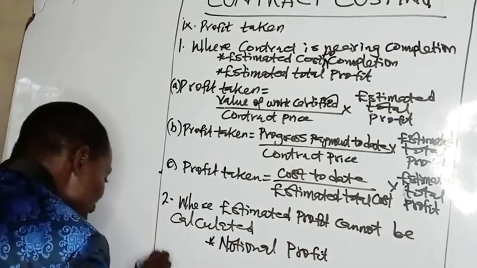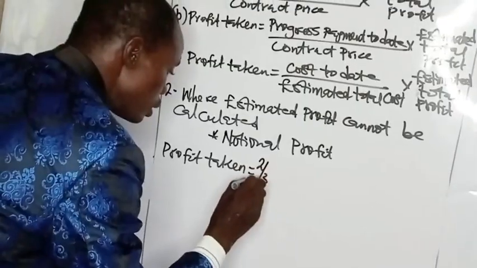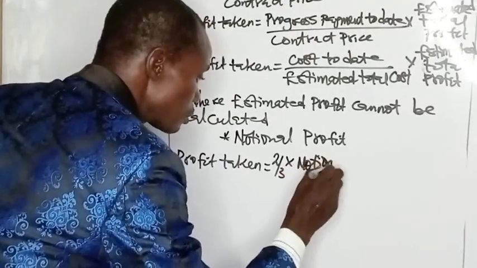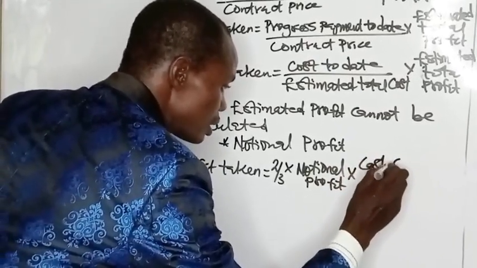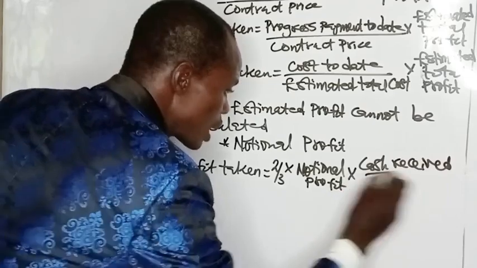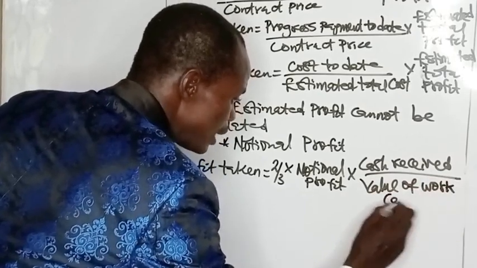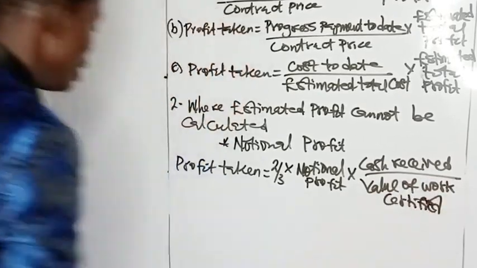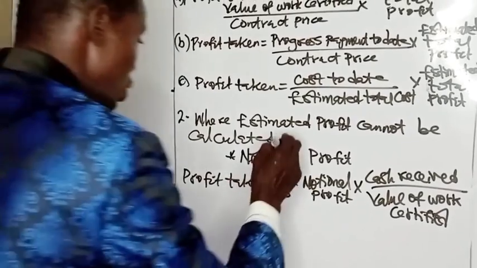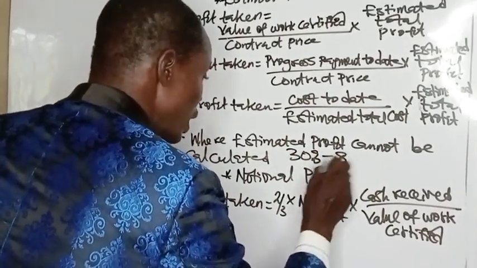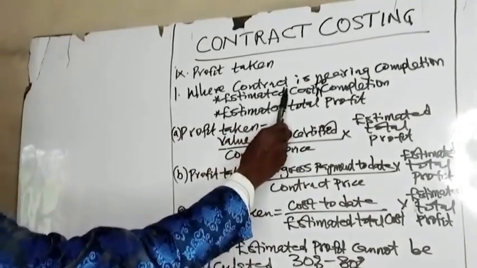So that means profit taking in this case will be 2/3 of notional profit times cash received over value of work certified. So this is the method of calculating profit where the contract is not yet nearing completion, where it is between 30% to 80% completed. That means where estimated cost to completion is not known.